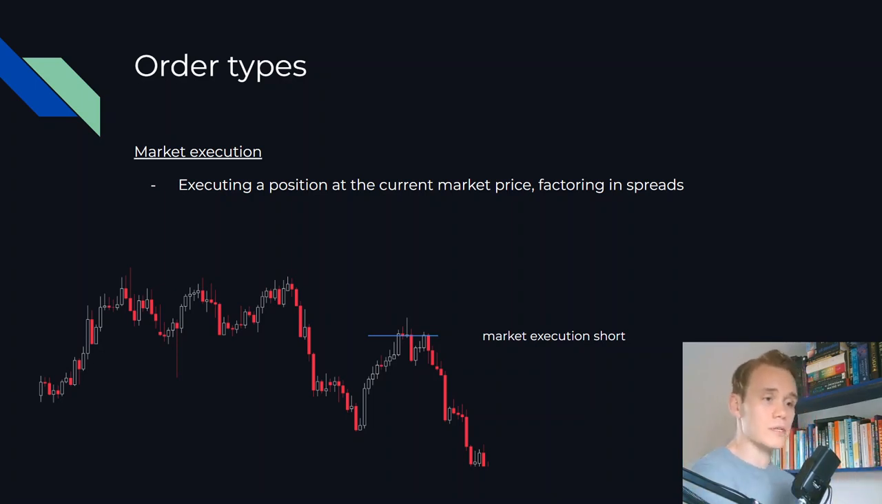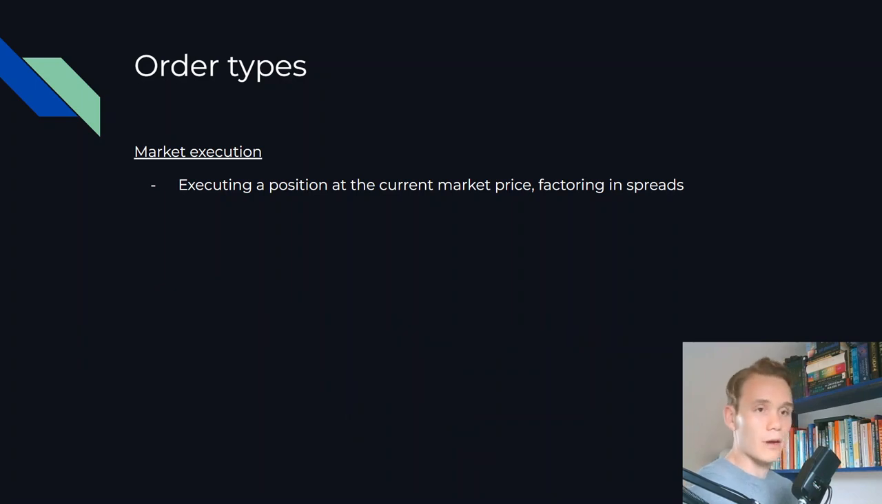But lo and behold, on this position, we got short at market. Very nice entry point. The market has gone to the downside. We're happy and we are making that money.